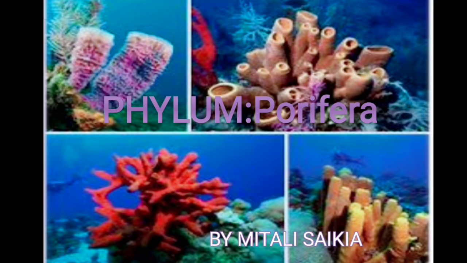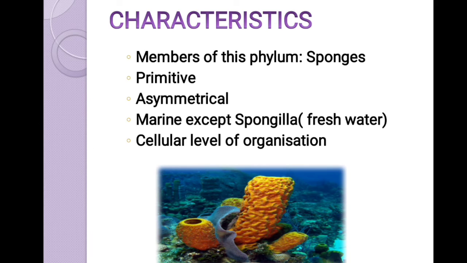Today we are going to discuss the first phylum under the non-chordates, that is the phylum Porifera. Now let us know about this phylum. The members of this phylum Porifera are known as the sponges. These are primitive multicellular asymmetrical marine animals with cellular level of organization. All sponges are marine except Spongilla, which is found in fresh water.